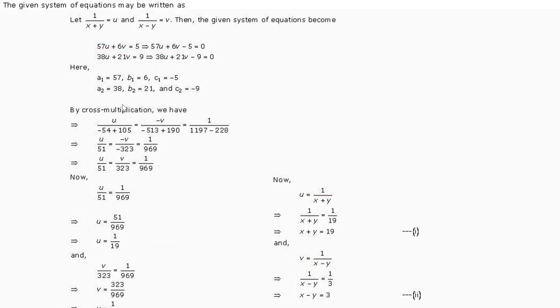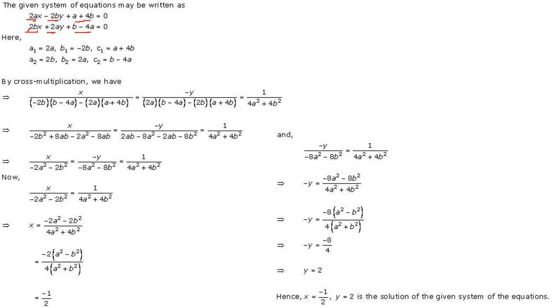Now 2ax minus 2by, so here a1 is 2a, a2 is 2b, b1 is minus 2b, b2 is 2a, and c1 is a plus 4b, and c2 is b minus 4a. Now you can just use the cross multiplication, and x will be this number, y will be this number. Okay, and the solution is in front of you. Just try it.